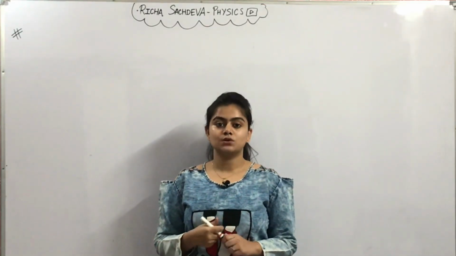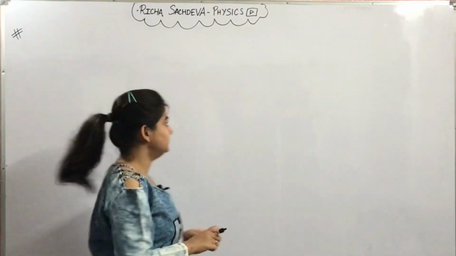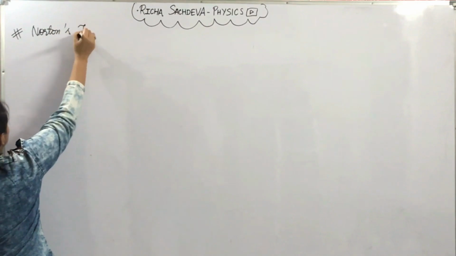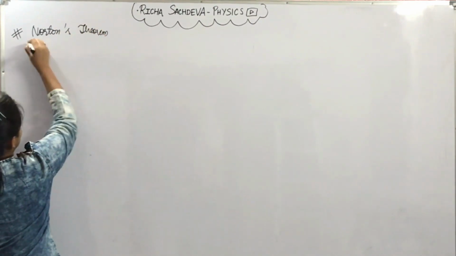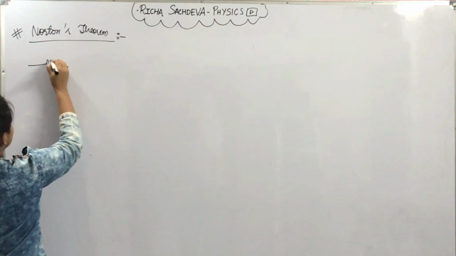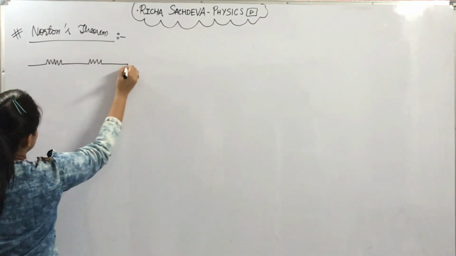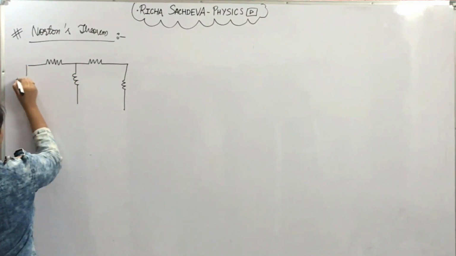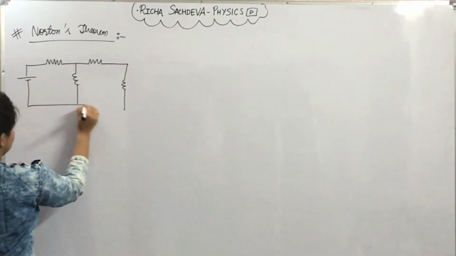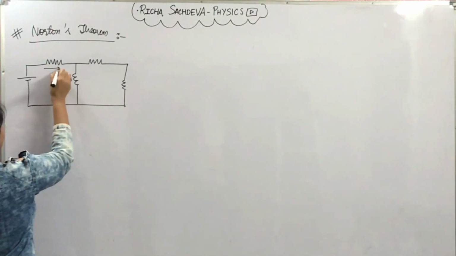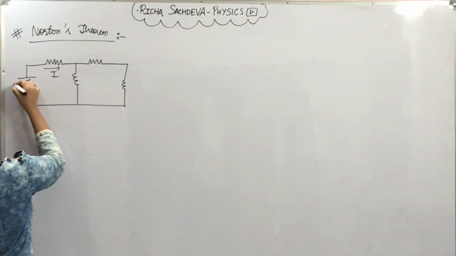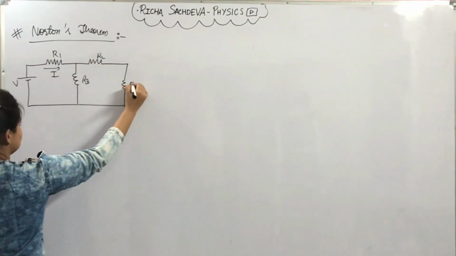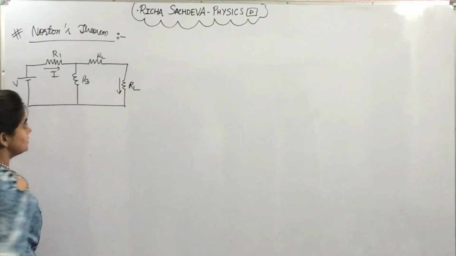Now let us move towards Norton's theorem. So what is Norton's theorem? Let us consider a two-loop network. Let us say current I is flowing through this circuit. This is R1, this is R2, this is R3 and this is RL. And we need to calculate the current across this load resistance.